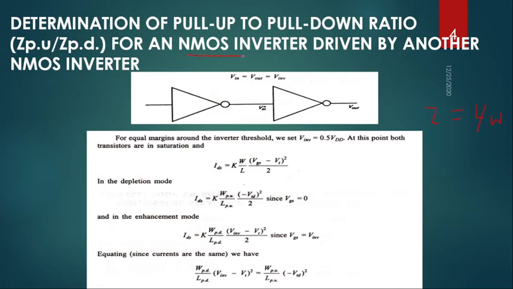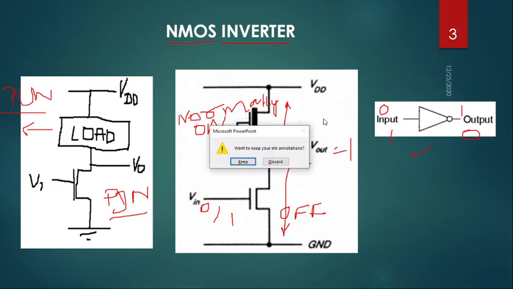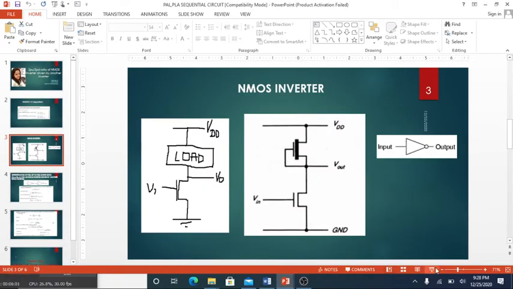For an NMOS inverter driven by another NMOS inverter, basically this will be the diagram in the form of symbols. One NMOS inverter driven by another NMOS inverter. But what is the actual circuit for this inverter? It is this circuit. A depletion load NMOS inverter is considered. So this will be the circuit for the NMOS inverter.